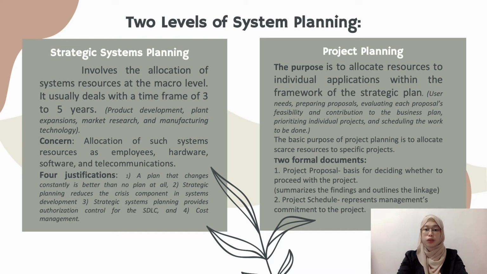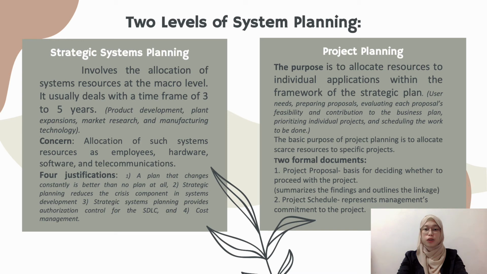Fourth, system planning has historically been a low-cost method of managing system and application development. Project planning is used to assign resources to specific applications within a strategic plan. It includes identification of user needs, preparation of proposals, evaluation of validity and contribution to the business strategy, prioritization of projects, and scheduling of work.